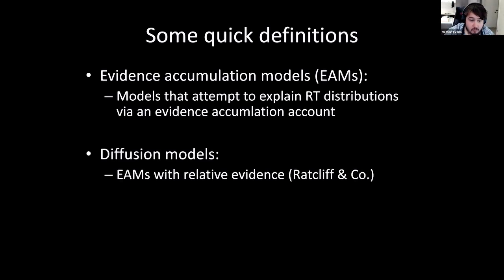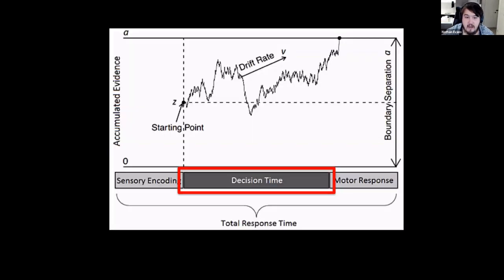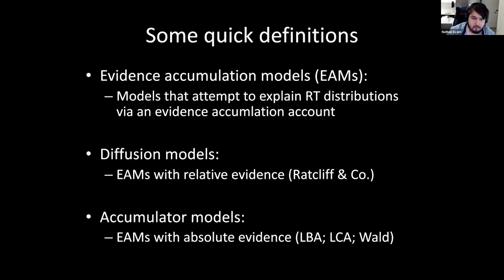When I say diffusion models, I mean evidence accumulation models with relative evidence. This is all the Ratcliff type work, and these are the models that I showed before. By relative evidence, I mean that it's option 1 versus option 2, and the evidence for option 1 is also evidence against option 2. Hence why we have opposing boundaries, right? Because if you gain evidence for option 1, you get evidence against option 2. So these are the diffusion models, which are based on relative evidence.